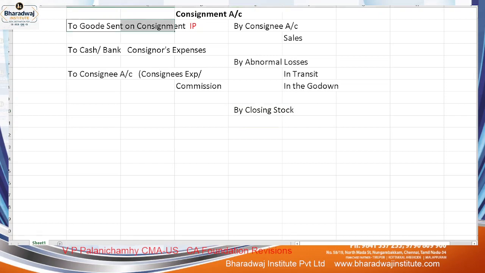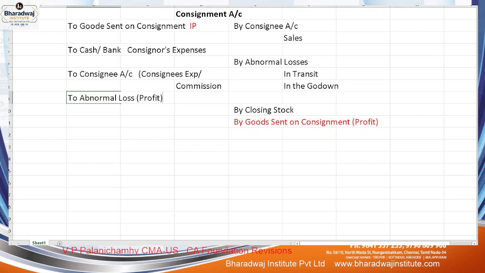Now, if the goods are sent at invoice price, we remove the loading. We remove the loading because it will be a profit. How to remove the loading? On the credit side, we put what? Goods sent on consignment. The profit element alone we credit, just to eliminate the profit element so that you will get the real profit. On the debit side, abnormal loss. The profit element is removed on the debit side.